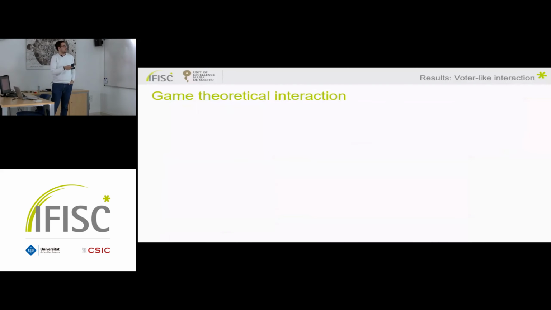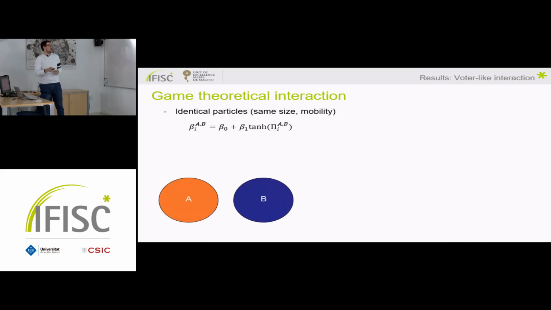And the last, which is another work that is also ongoing, is game theoretical interaction. We remove all of what is plain, and in this case we have identical particles, meaning particles that have the same size and the same mobility. But we tag some particles with A and some particles with B. Only half have a tag that is A or B, and the birth rate changes depending on which particles are in the surroundings.